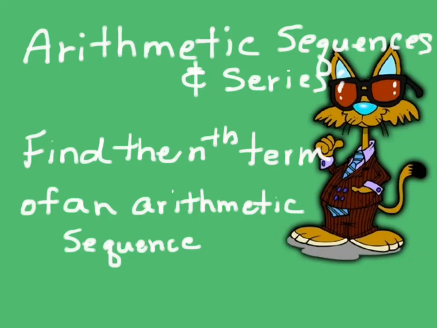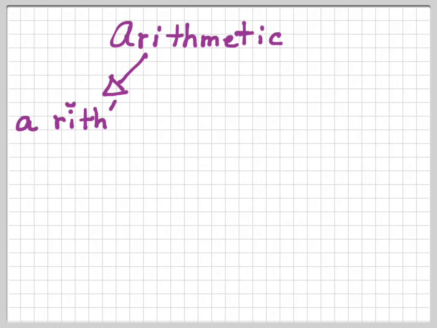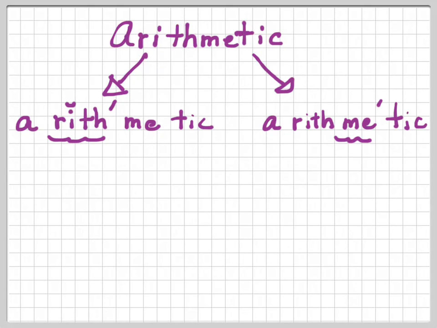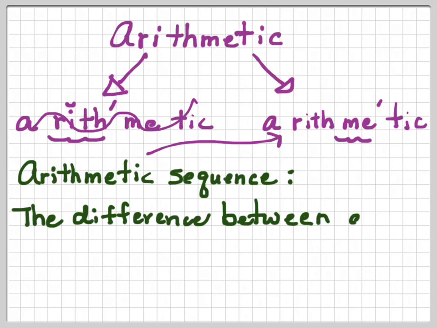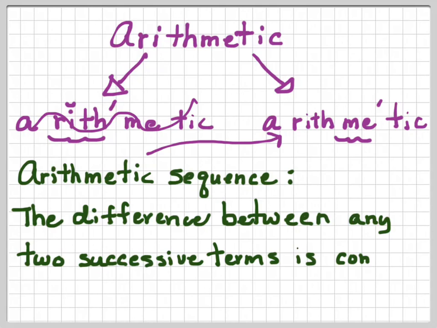Now we're going to move on to finding the nth term of an arithmetic sequence. You have used this word all of your lives and you call it arithmetic. Now we're going to pronounce it a different, more fancy way to talk about an arithmetic sequence or an arithmetic series. In an arithmetic sequence, the difference between any two successive terms is constant.